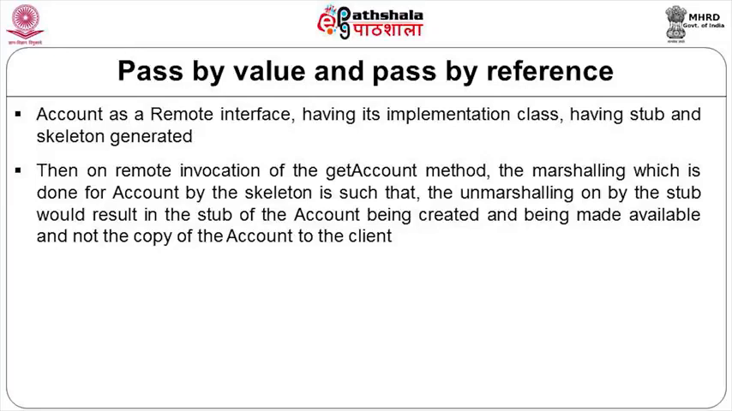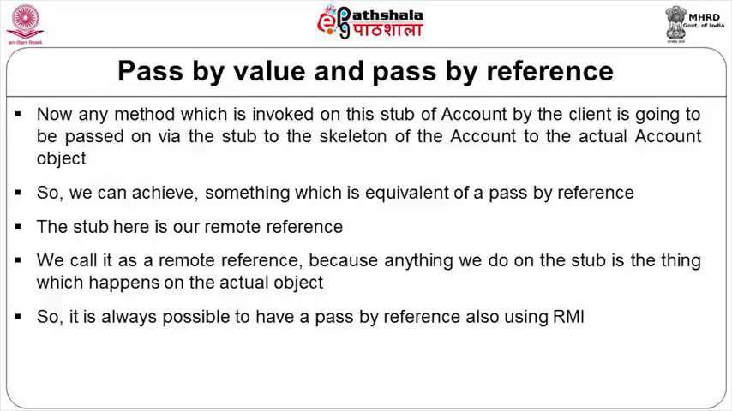and its own stub and skeleton generated, and if we use this method, the marshalling would be such that the unmarshalling on the stub side would result in the stub of the account being created and made available to the client, and not a copy. So anything done on the account stub is going to be passed on via the stub to the skeleton of the account, and then to the actual account object on the server side. So yes, we can achieve the equivalent of a pass by reference.